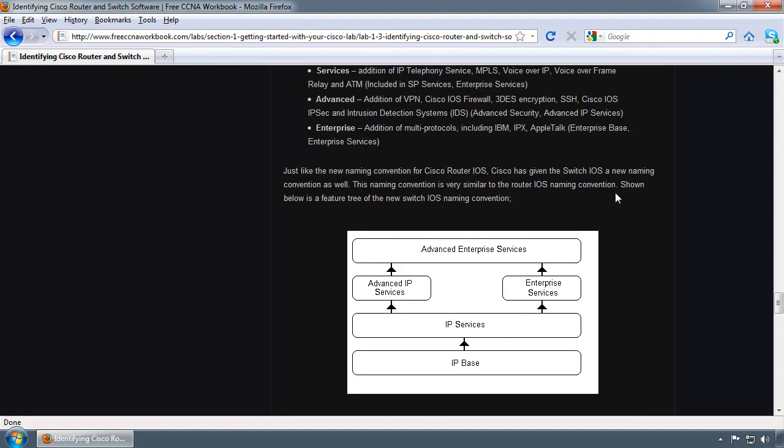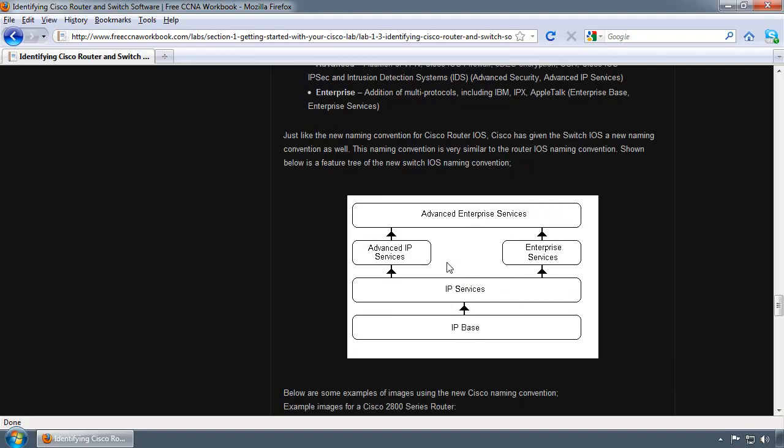Anyway, advanced IP services was basically discontinued, or end of life, for that naming convention as of 12.2(50)SE on a fixed configuration Catalyst switch, which included the 3550s, 3560s, 3750s, and so on and so forth. As of 12.2(50), you only have IP base and IP services.